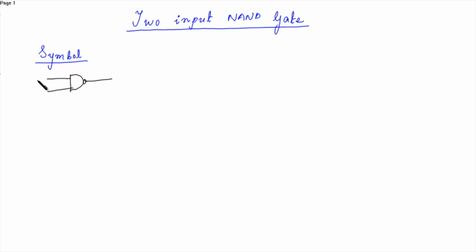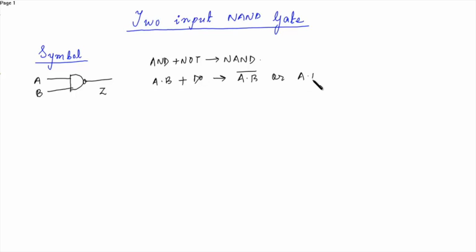it has two inputs, let's say A and B, and the output is Z. AND plus NOT gives NAND. So AND is A plus B, plus NOT is the inverter, gives (A plus B) bar, or you can write it as (A dot B) bar.